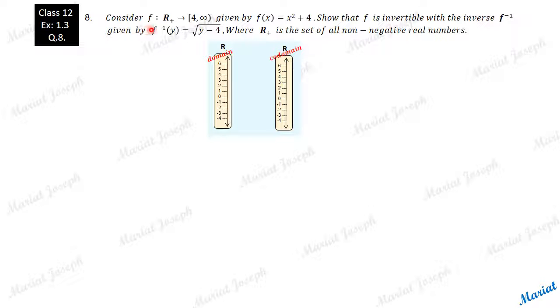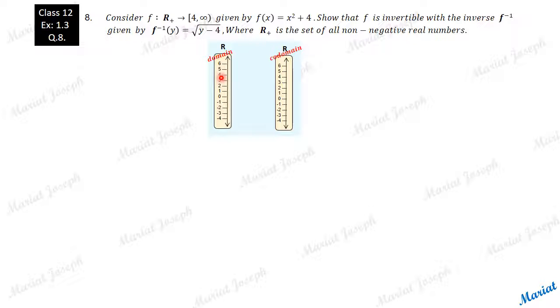Consider f from R plus to the closed-open interval 4 to infinity given by f of x is equal to x square plus 4. Show that f is invertible with the inverse f inverse given by f inverse of y is equal to root of y minus 4, where R plus is the set of all non-negative real numbers.